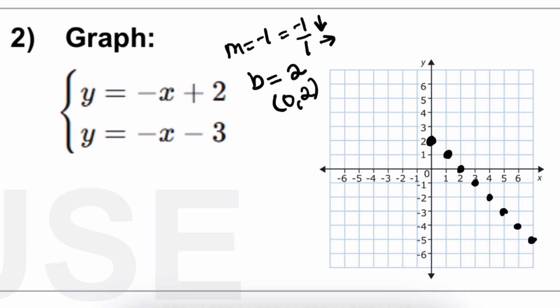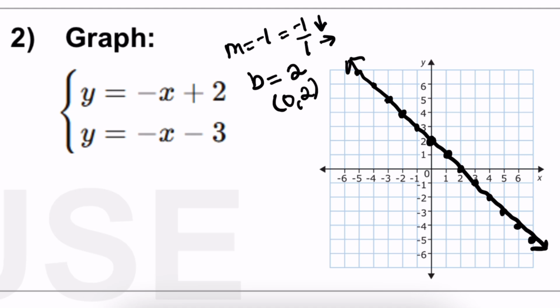And then I can reverse it from the y-intercept, go up 1 to the left, up and to the left, up and to the left, and I keep going. Now that I have my dots, I can draw my line. So this is the first equation. Now let's do the second equation.